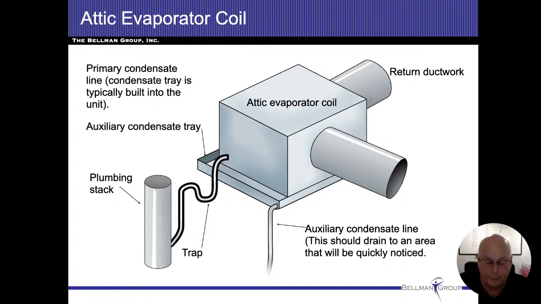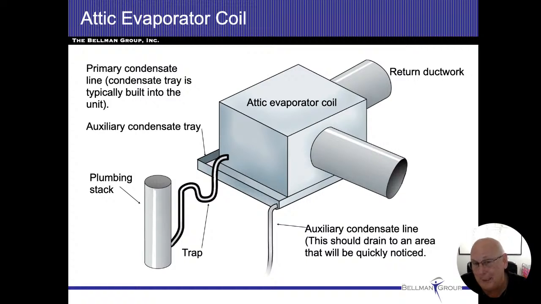Now, you'll see a few different solutions to these. Some will have alarms in them. Some will have cutoff switches. So there's little floats. So if it fills up with water, then the air conditioning system is going to shut down. Other ones are going to have another drain, but typically that drain is going to go someplace where it's noticeable. So you'll see the pipe out there.